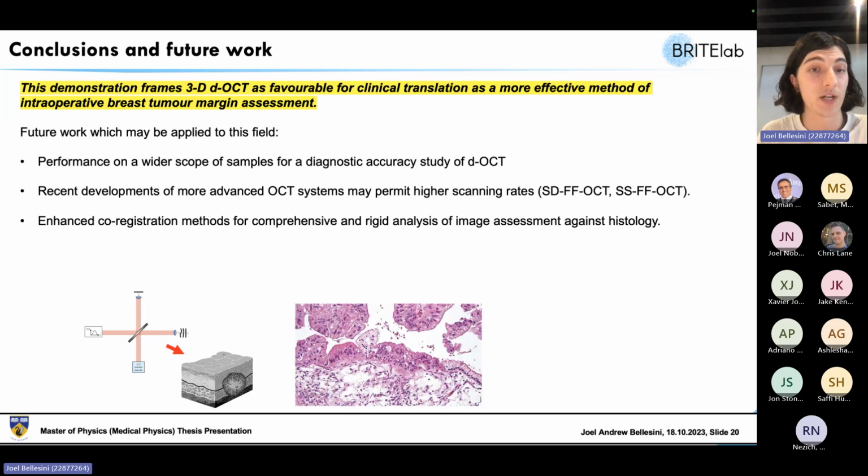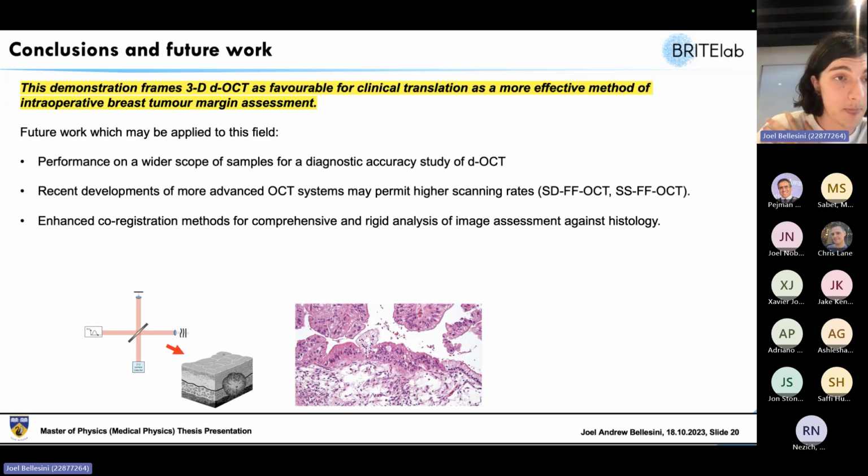Also, enhanced co-registration methods would be very beneficial for a more comprehensive analysis of image assessment. In our case, there were many cases where histology co-registration was imperfect due to tissue warping or missing of the regions of interest as histology is sectioned. Enhanced co-registration methods have been introduced in order to try and provide a more rigorous and comprehensive image assessment.